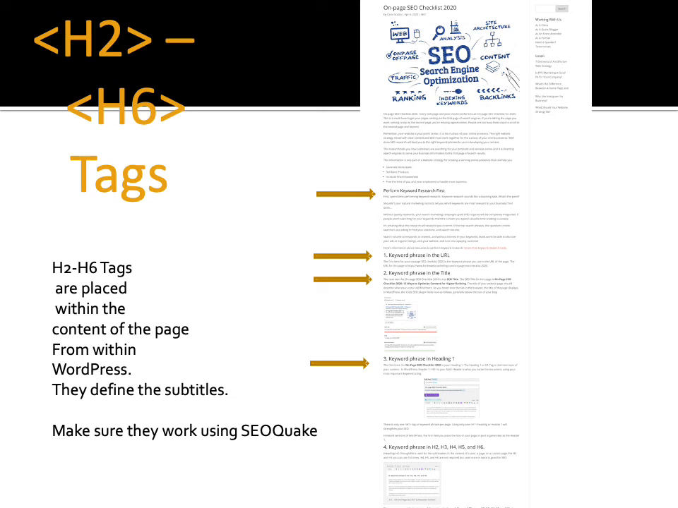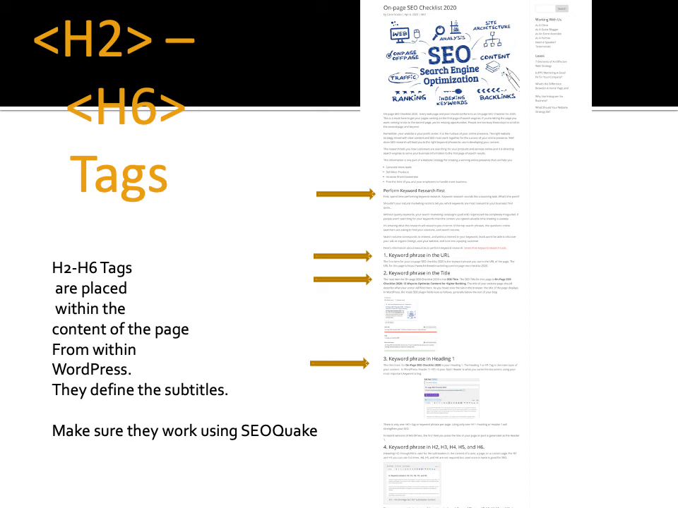How do you do this? In WordPress, you put your cursor at the beginning of the line. For example, perform keyword research first. You would make sure the cursor is at the beginning of that line, and then in WordPress, at the top of the page is a drop-down list that starts off with paragraph. In that drop-down, you have options H1 through H6, and this is where you select H2. That whole line becomes defined as an H2 tag, which says how large you want the subtitle of this page.